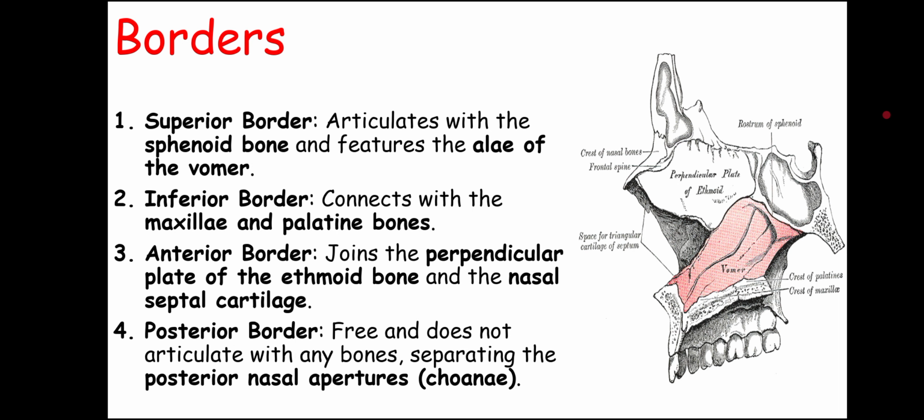And it has posterior border that is free and does not articulate with any bones, separating the posterior nasal aperture that is called as choanae. And that's the reason in norma basalis we can see the ethmoid bone that forms the posterior nasal aperture and it is the posterior border of the vomer bone.